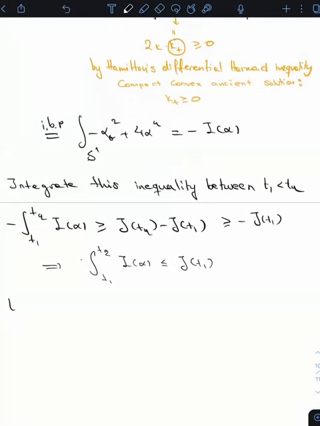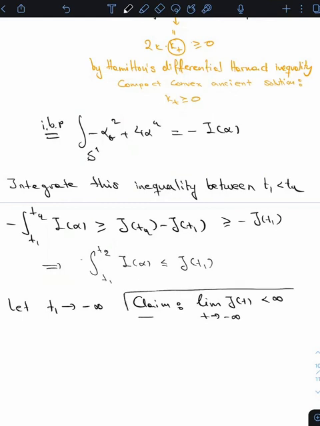Then we're going to let T1 go to minus infinity, and we claim that the limit of J(t) as t goes to minus infinity is finite. So I want to let T1 in this equation go to minus infinity, and I want to show that the right-hand side stays bounded. Let's assume the claim for a second.